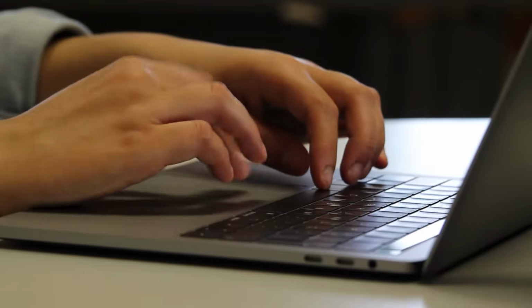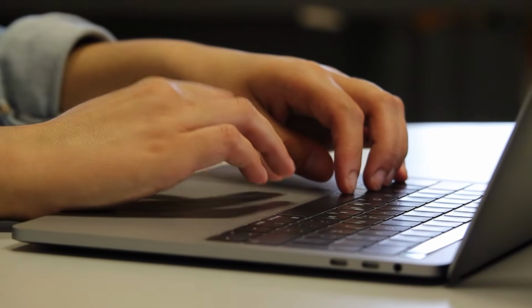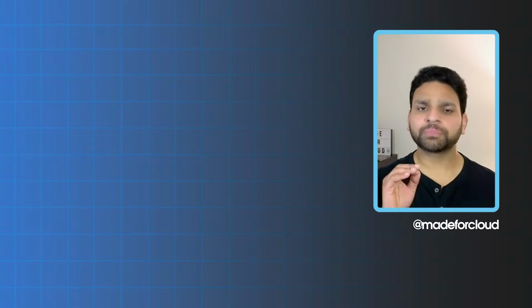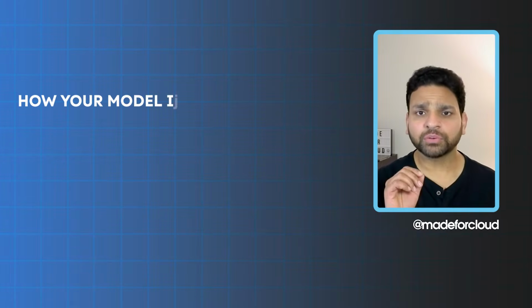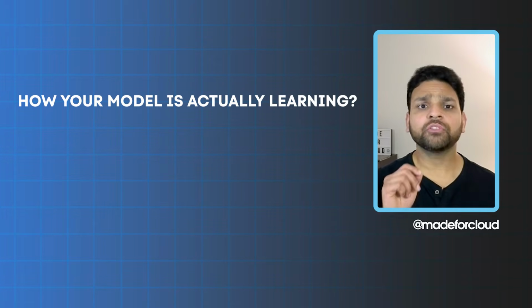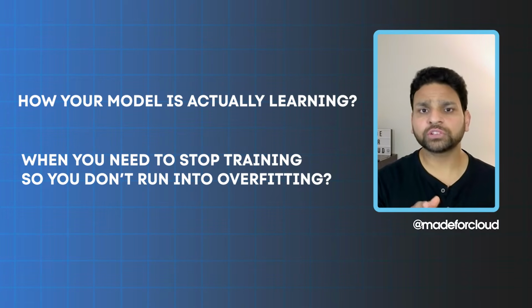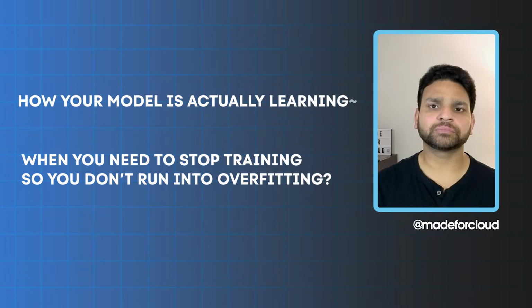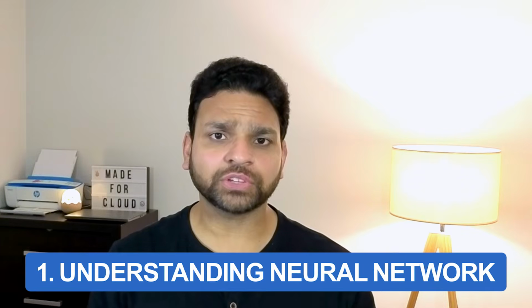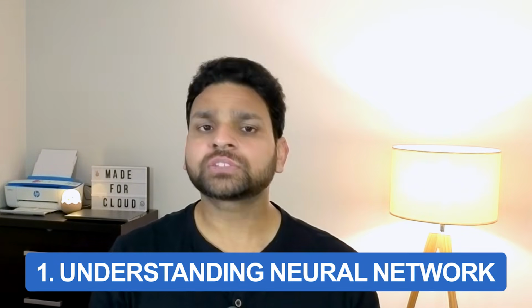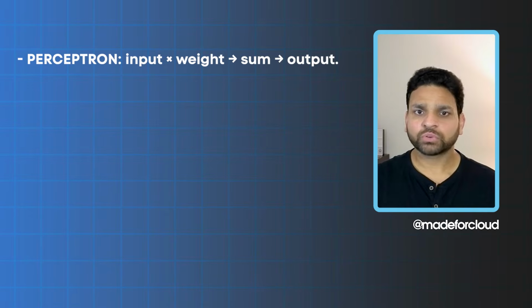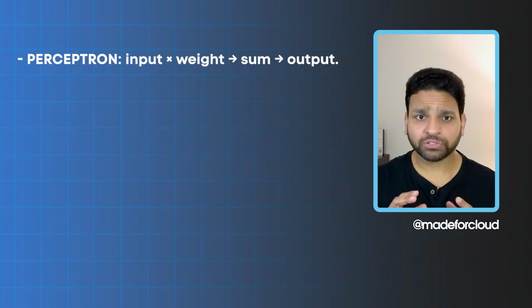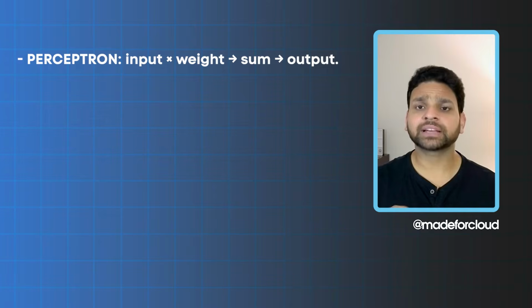Alright, so picture this. You are an AI engineer and you are fine tuning a model for your company. To do it properly, you need to know what's happening behind the scenes, like how your model is actually learning and when you need to stop training so that you don't run into overfitting. Now, that's exactly why you need to understand the basics of the neural network. Let's start with the perceptron. It's a simple calculator that takes the inputs, multiplies each with a weight, adds them up, and decides an output.